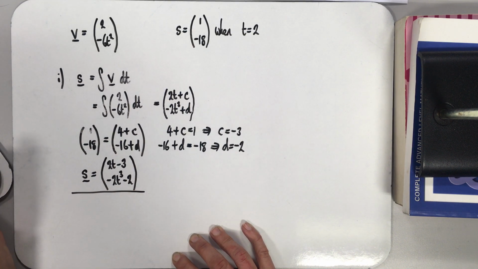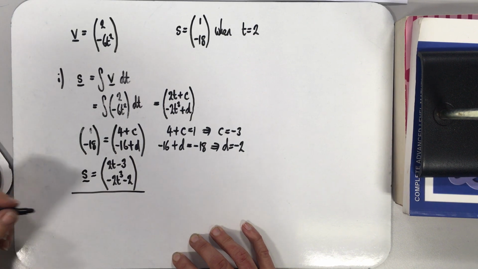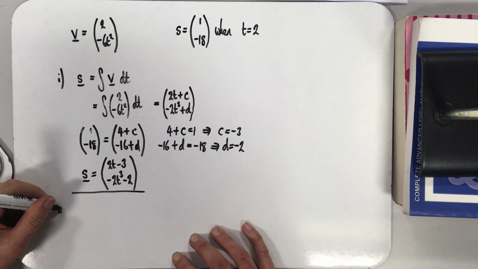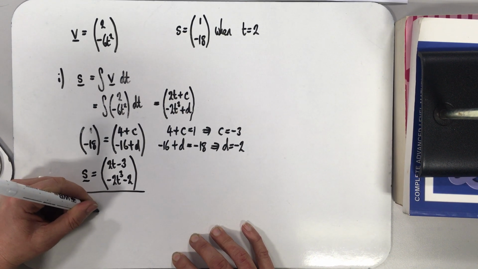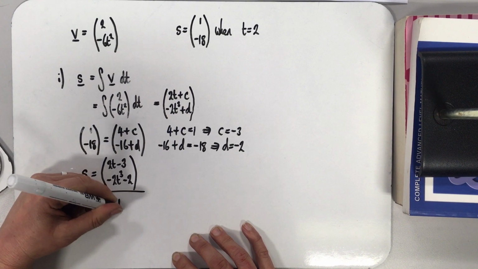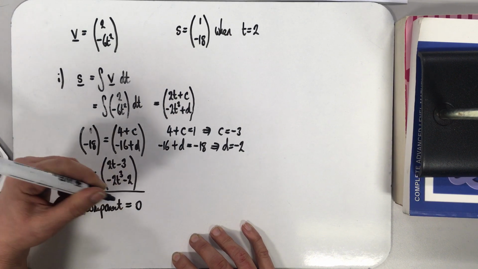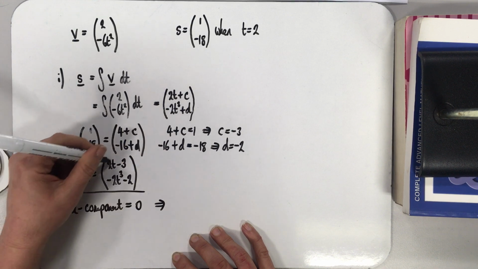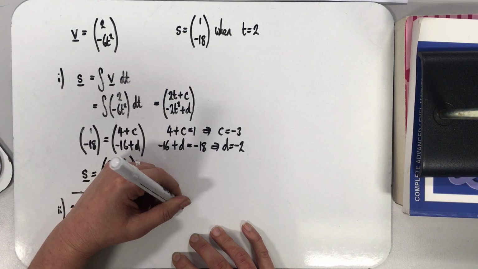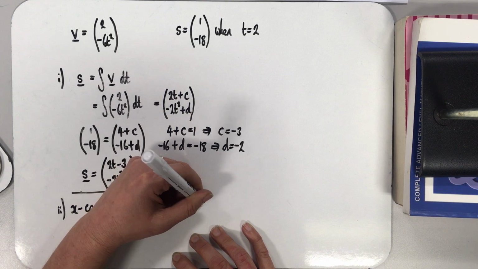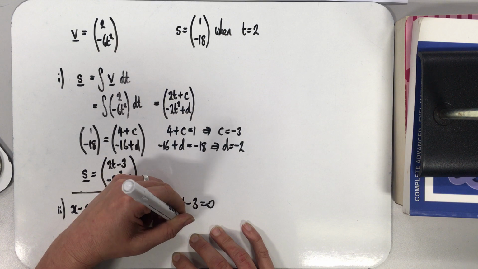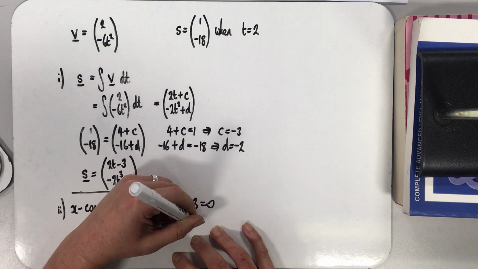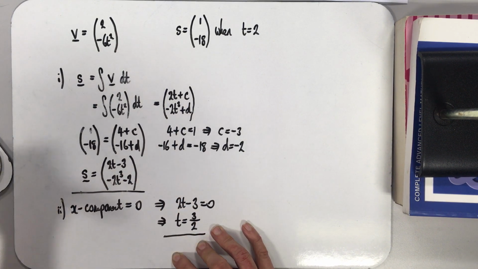Second part, at what time does the particle cut the y-axis? So usual rules here really, in that if it's cutting the y-axis, then the x component will equal 0. And if the x component is 0, 2t minus 3 equals 0. And so t is equal to 3 over 2. Job done.